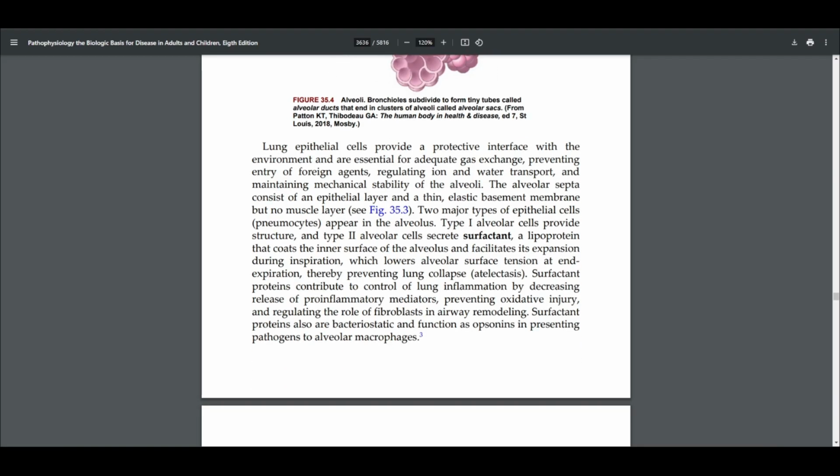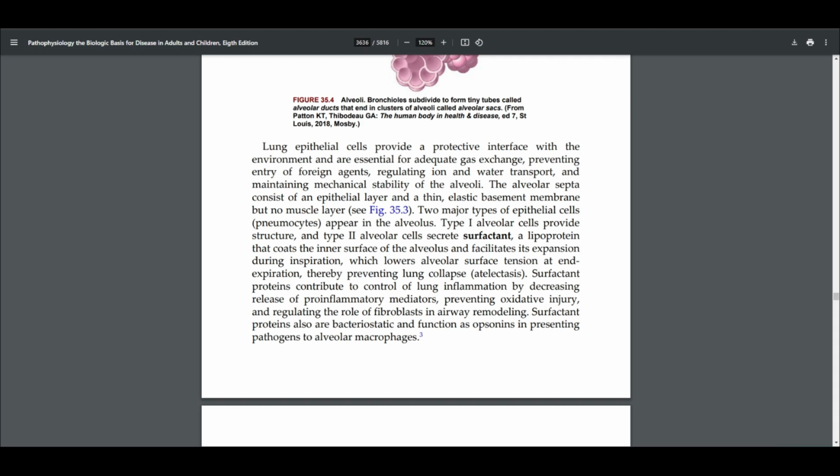The lung epithelial cells provide a protective interface with the environment and are essential for adequate gas exchange, preventing entry of foreign agents, regulating ion and water transport, and maintaining mechanical stability of the alveoli. The alveolar septa consist of an epithelial layer and a thin elastic basement membrane, but no muscle layer. The two major types of epithelial cells, pneumocytes, appear in the alveolus. Your type 1 alveolar cells provide structure, and type 2 alveolar cells secrete surfactant.